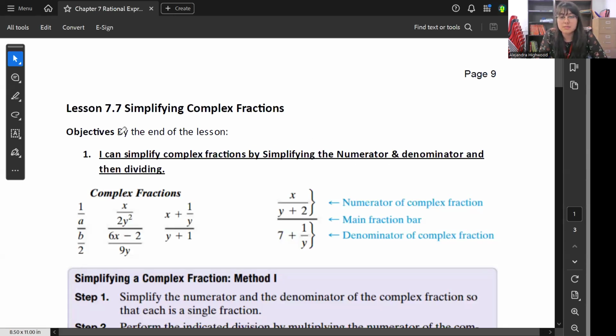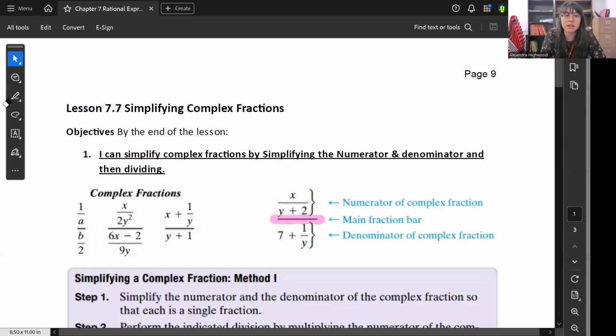Oh, it says, and then dividing, not when. And then dividing. These are examples of complex fractions below. And what makes them complex is that you have a fraction and then another fraction on a big main fraction bar. If you take time to identify the main fraction bar, you will save yourself a lot of headache.